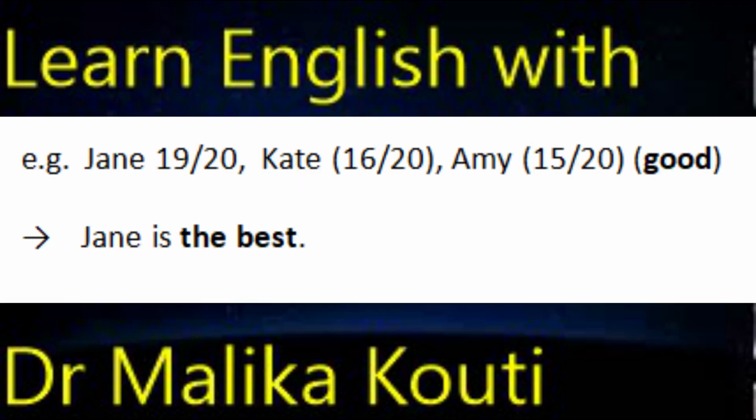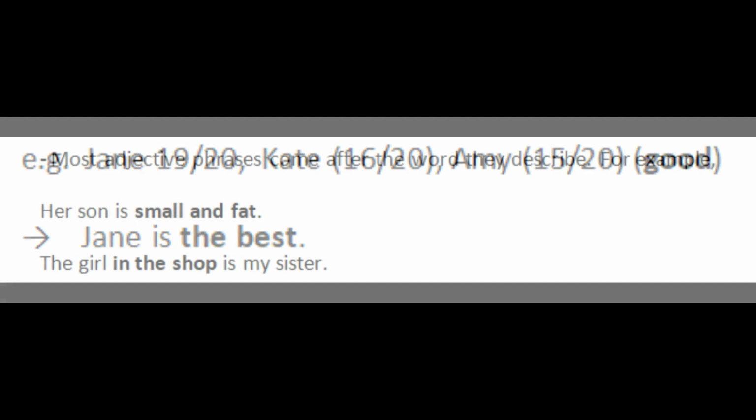Example, Jane got 19 out of 20, for example, in an examination. Kate got 16. Amy got 15. We use the superlative of the adjective good. So we say Jane is the best. Great. Now let's move to adjective phrases.